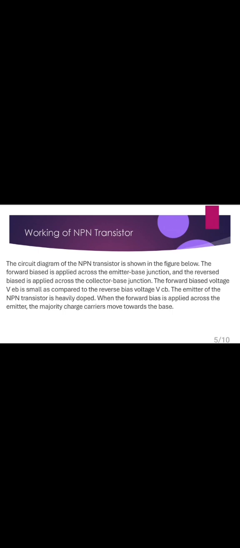Now the working of the NPN transistor. First of all, this is a diagrammatic representation of the NPN transistor. Its working: the emitter base junction is forward biased by DC source voltage VEE. Thus, the depletion layer at this junction is reduced. The collector to base junction is reverse biased, so the depletion layer is large, as shown in the figure.